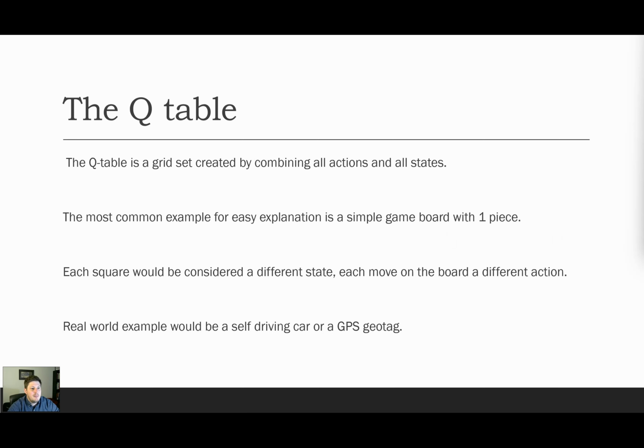Now, the most common example is shown using a simple board game. We have a simple piece. It can go in the 4 cardinal directions, and each square is considered a different state. Each move on the board is a different action. I'm going to walk through that example, but understand that there is a real-world example of, let's say, a self-driving car where there are obvious actions and states that can be taken, and there are obvious rewards and punishment, i.e. getting to your location and not hitting pedestrians along the way.